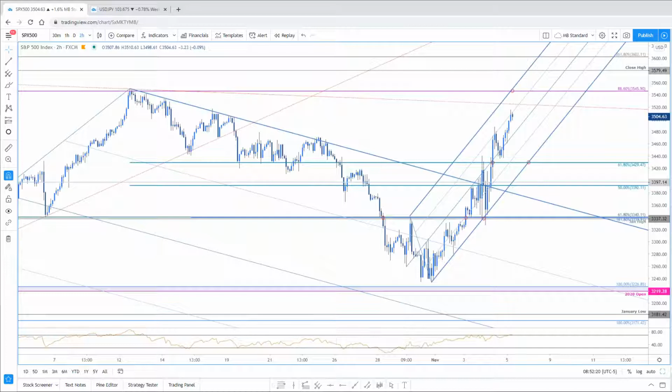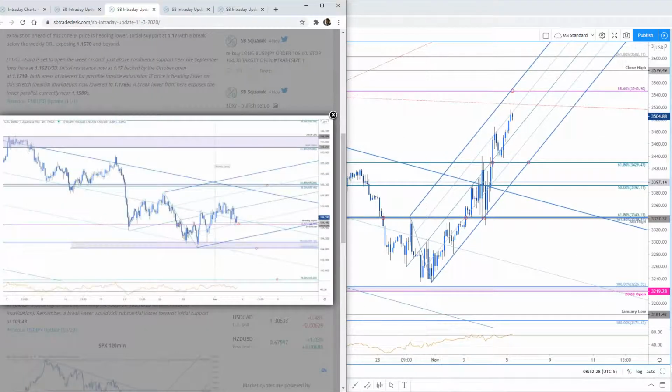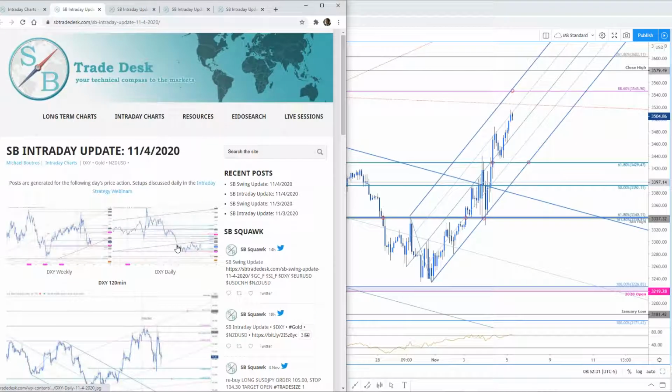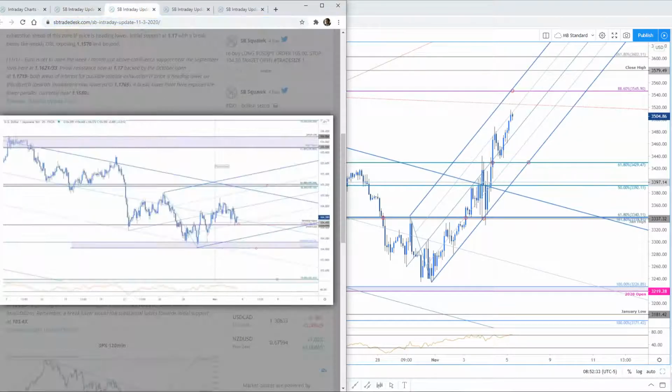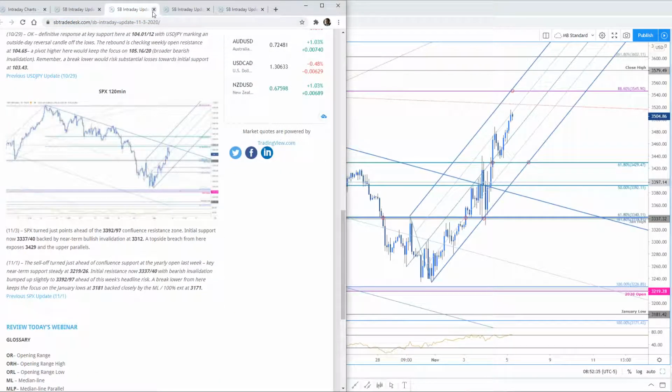All right, I got to pick up the pace. That is SPX. Number 5, Aussie dollar. I'm going out of order today, but we'll get through it.